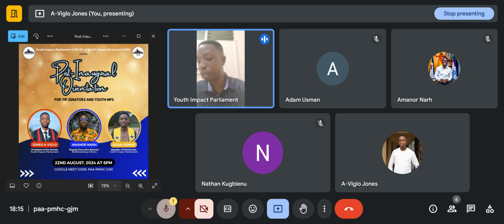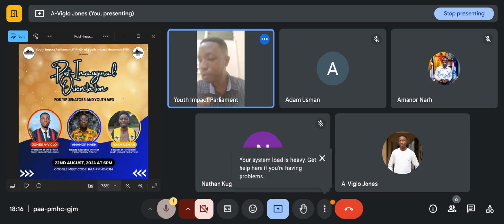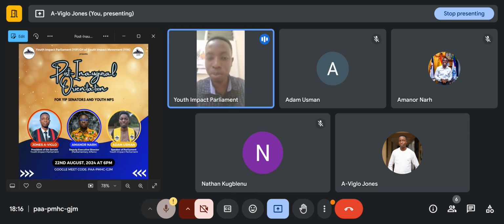We're having the first person, Amanor D. Narh. He is the Deputy Executive Director of Youth Impact Movement in charge of Parliamentary Affairs. He oversees the 4 chapters of Youth Impact Parliament, and he will be introducing to us the structures of Youth Impact Movement, Youth Impact Foundation, Youth Impact Parliament, the YIP Club, the Ghana chapter, the India chapter, the Uganda chapter, and the Namibia chapter. He will also introduce to you our bicameral legislature, the first of its kind youth bicameral legislature of having 2 chambers.